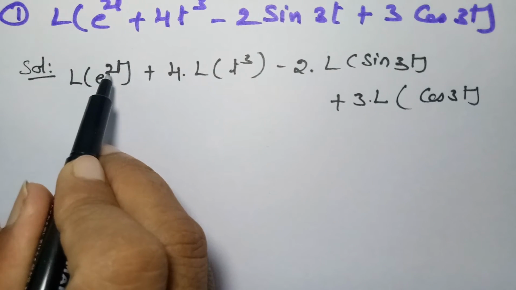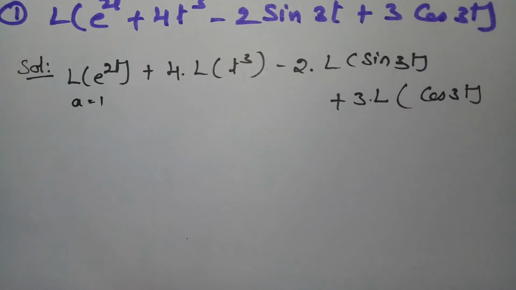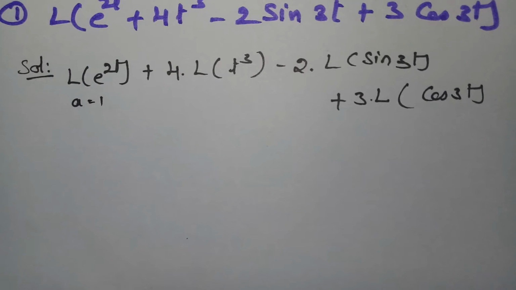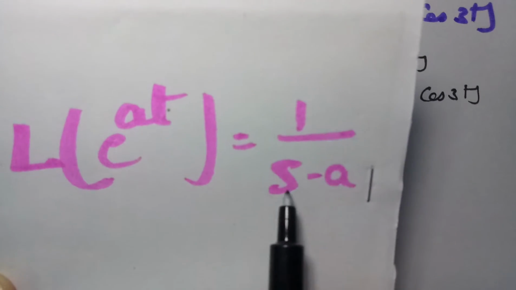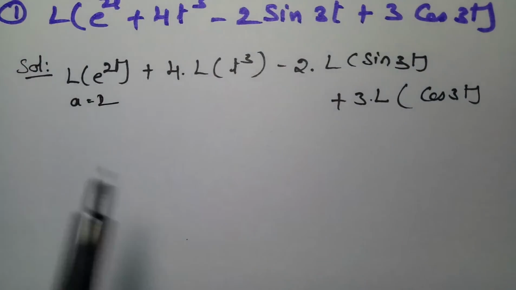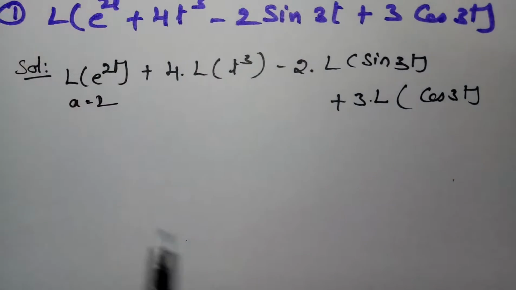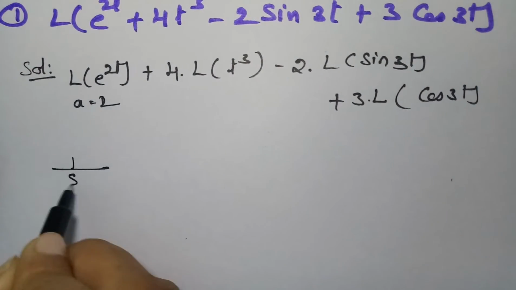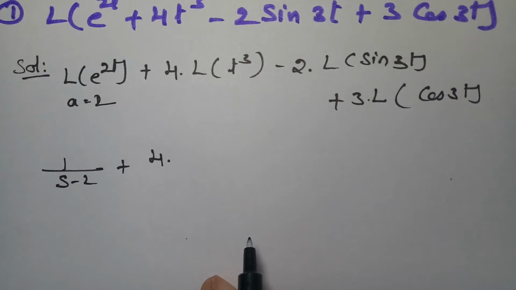So here Laplace transformation of e power at, where a is equal to, here a is equal to what? 2. So Laplace transformation of e power at, if you remember, what is the formula here? I am showing Laplace transformation of e power at is equal to 1 by s minus a. Here a is equal to how much? Here a is equal to 2. So in this formula, if it's 2 here, I have to write 1 by s minus 2. So I'm writing 1 by s minus 2 plus 4 times of, what is the Laplace transformation of t cube?